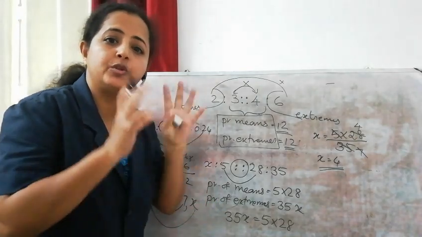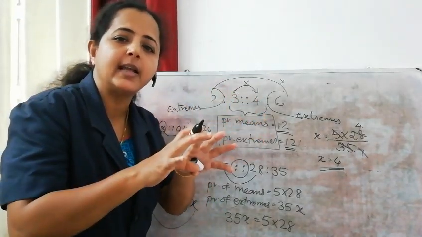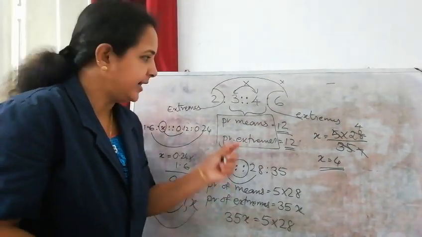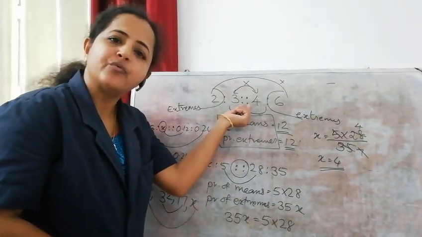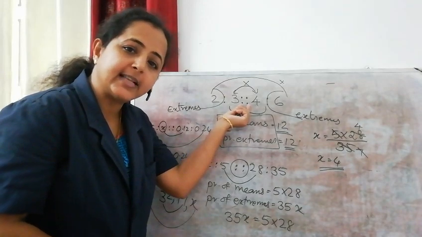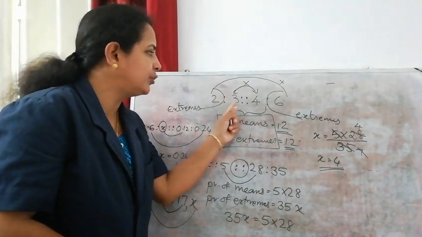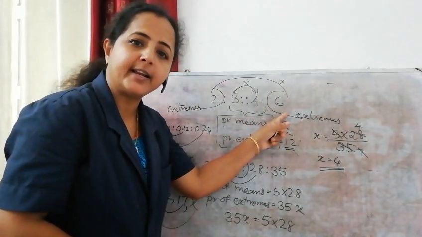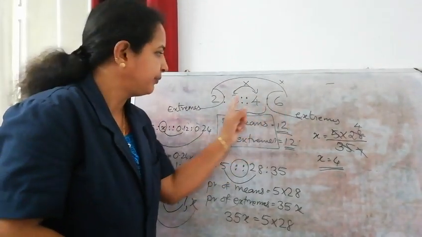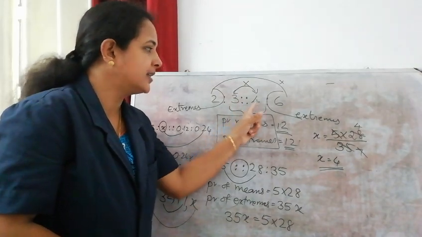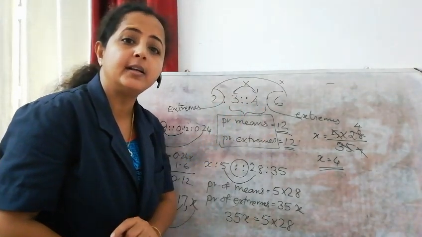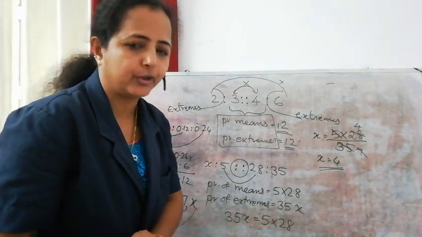Proportion means two ratios are the same, equal ratios. Then we can read it as, mark the proportion with this 4 dot. We can read it as 2 is to 3 as 4 is to 6. That is, 2 is to 3 and 4 is to 6 are in proportion.